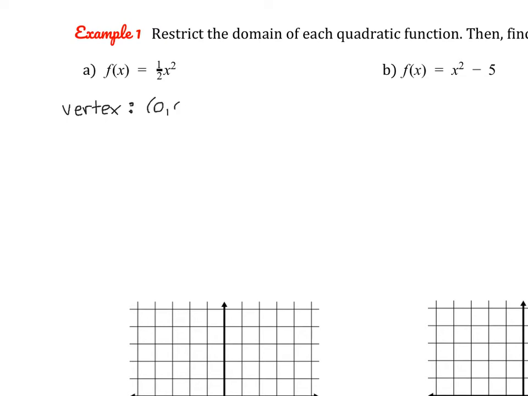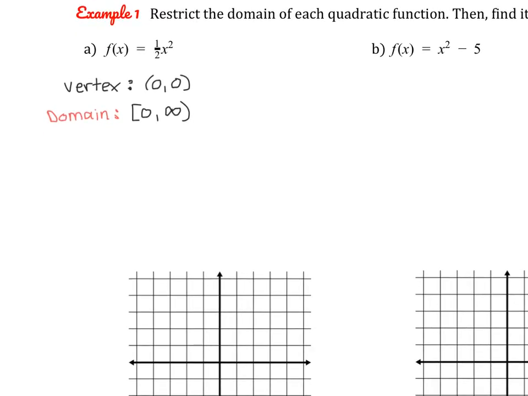We're going to restrict the domain to either everything to the right of that or to the left of that, and I'm usually going to pick everything to the right. So now we list our domain. The x value of our vertex is 0, so it's everything from 0 to positive infinity. Now we've restricted our domain.